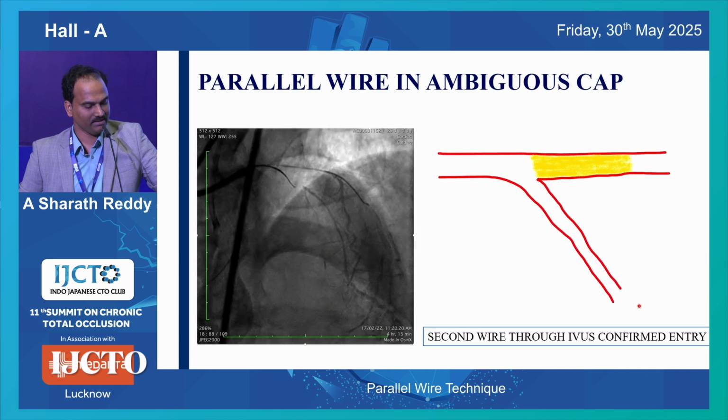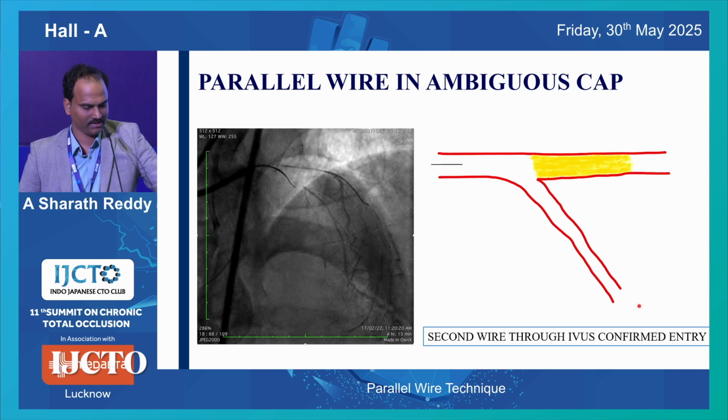And once that is done, the wire distally is subintimal. So how to do parallel wire here? See, we have to ensure our second wire also goes through the entry of the first wire. There is no need to reconfirm again with IVUS.